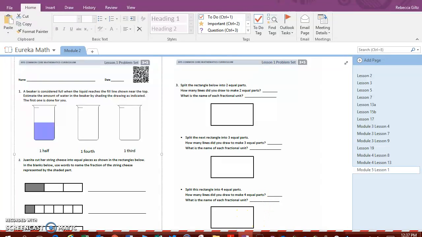You should have your binder open to the Lesson 1 problem set. It is 3 pages, but there's a lot of pictures here, so it just takes up a little bit more space. Don't let it scare you.